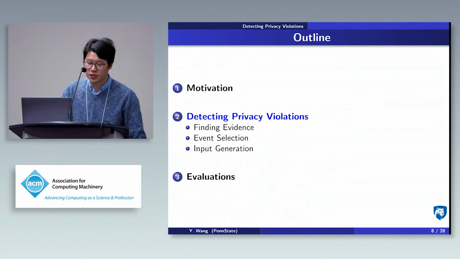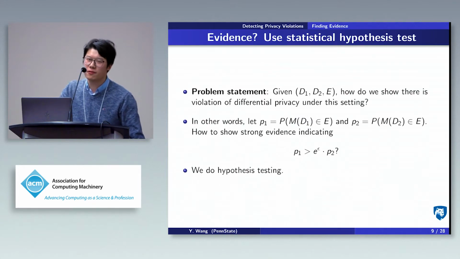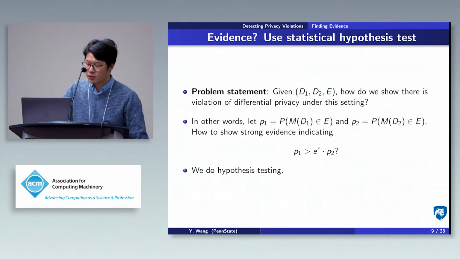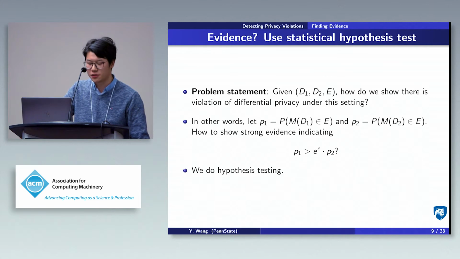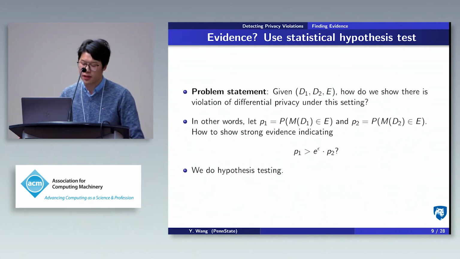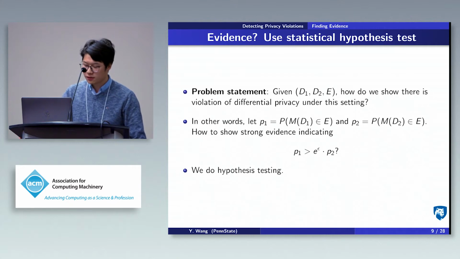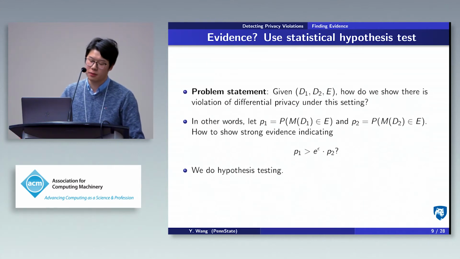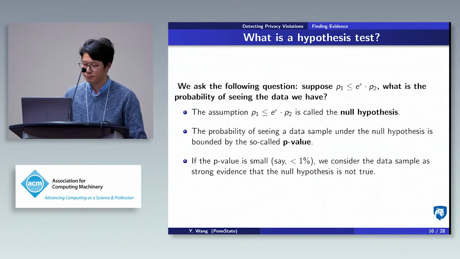And now I will elaborate each component of our tool in reverse order, starting from the core of our tool. Now let us assume that we have found a counterexample candidate. How can we show that there is strong evidence that this particular counterexample violates differential privacy? The answer is we use hypothesis testing to accomplish this task. In the rest of the talk, I'll use P1 to indicate the probability of seeing E by running the algorithm with D1, and P2 by running the algorithm with D2.